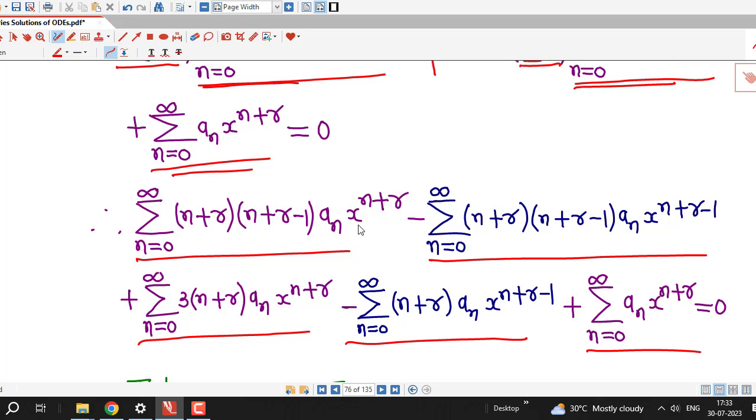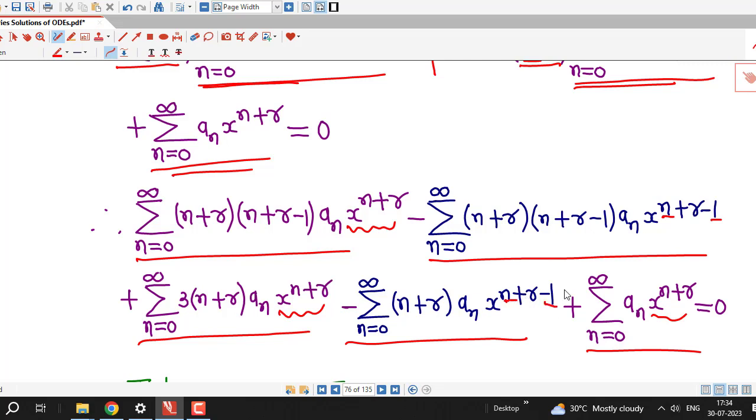Now we check whether in every summation the power of x is the same or not. Here we have n plus r, here we have n plus r, and here we have n plus r minus 1. So to combine all these summations, we must have the same power of x. So for that, here we can consider this quantity n minus 1 equal to some new variable, say m.